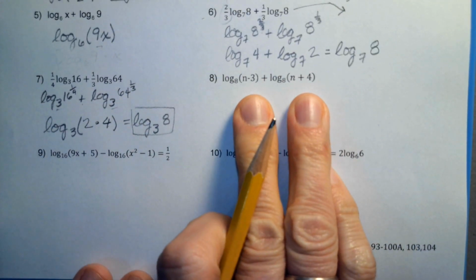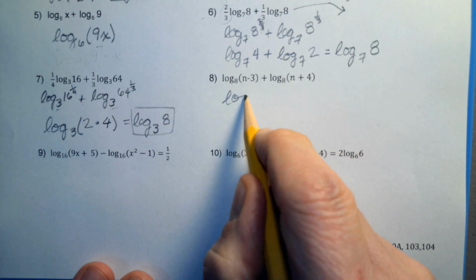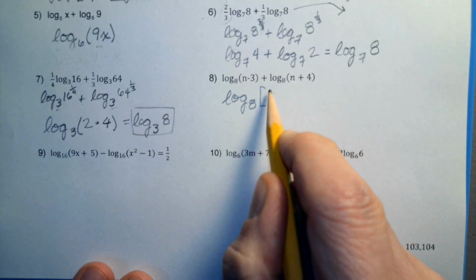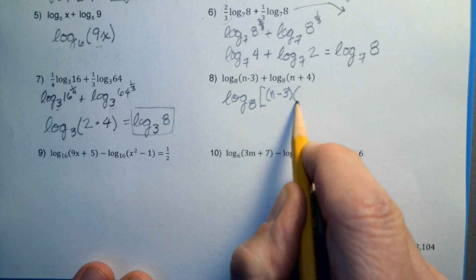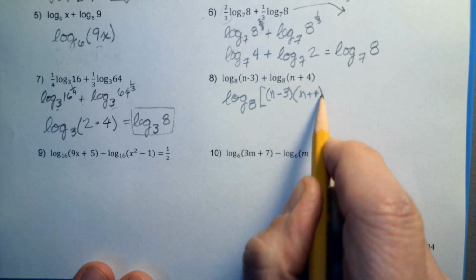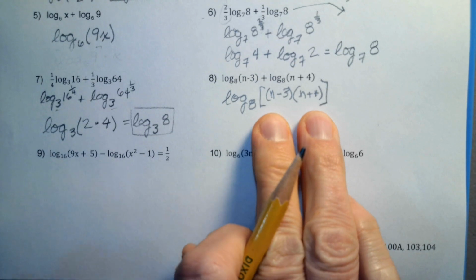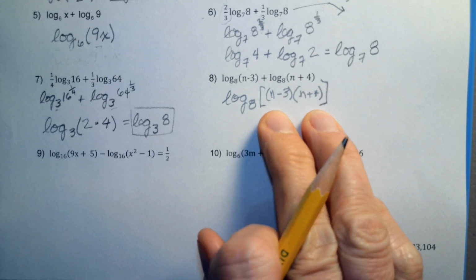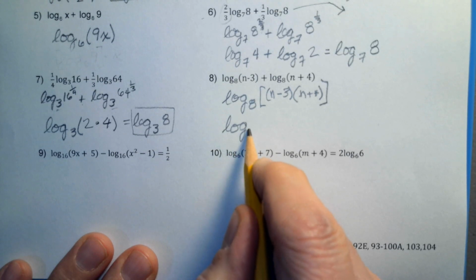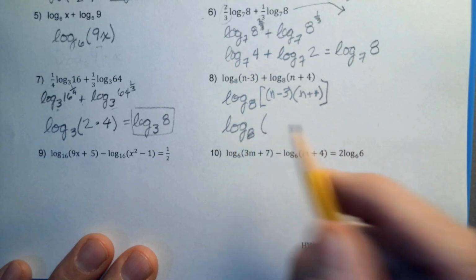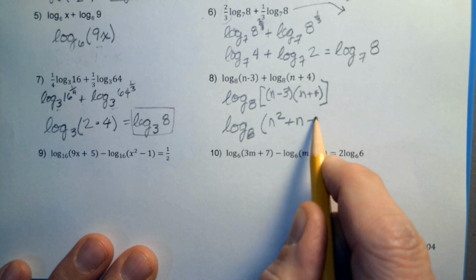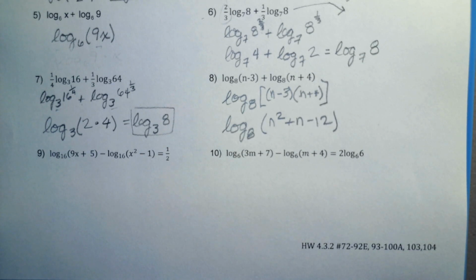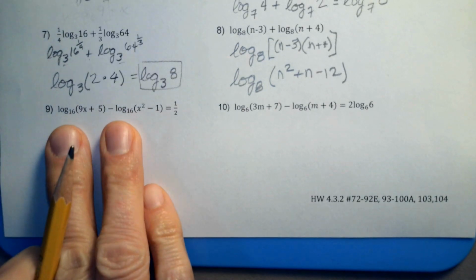All right, this one over here. Log base 8 of the product of, I'm going to write it first kind of not foiled out, so you can kind of see, n plus 4. Right? So it's the product of those binomials, which is now our argument. And so this is log base 8 of, and then let's write it out. This will be what? N squared plus n minus 12, all in parentheses there.